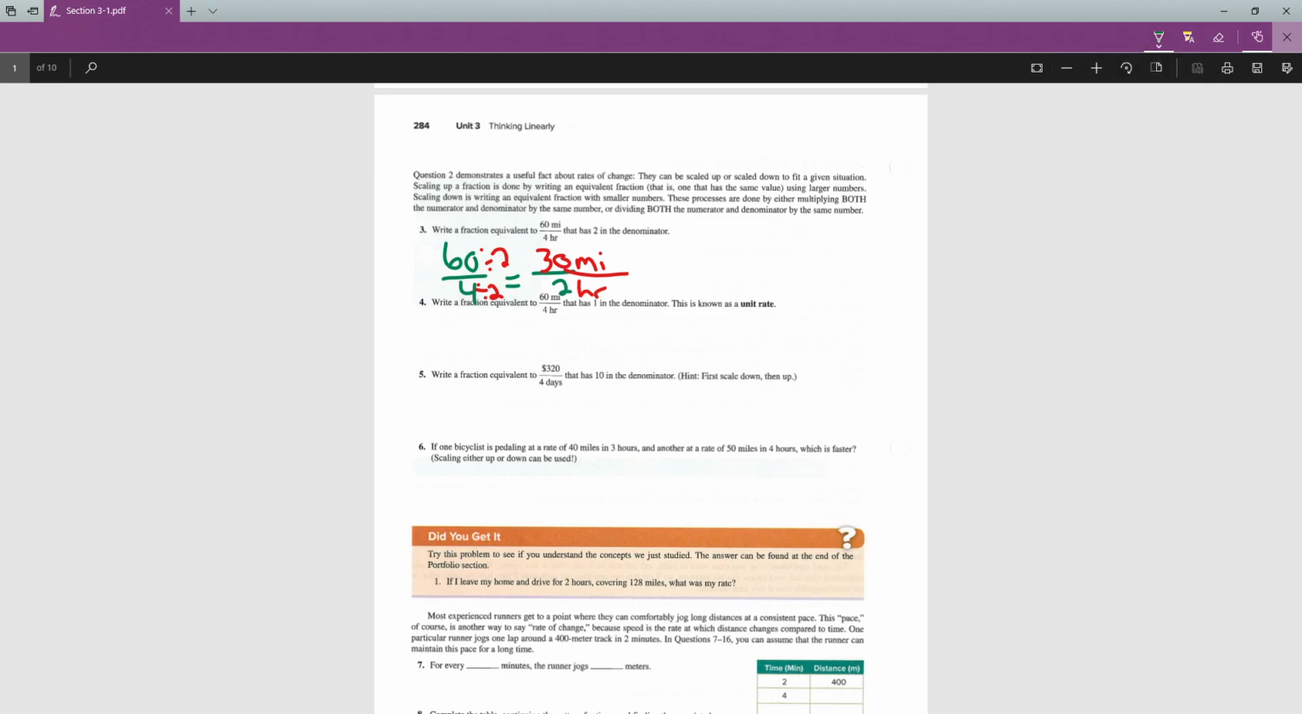The next one says we have the same fraction, 60 over 4, and now we want to write it so that I have a 1 in the bottom. What do I have to do to 4 to turn it into a 1? Divide it by what? Divide it by 4. Whatever you do to the bottom, you do to the top. So the new numerator is 15. My new rate is 15 miles in 1 hour.